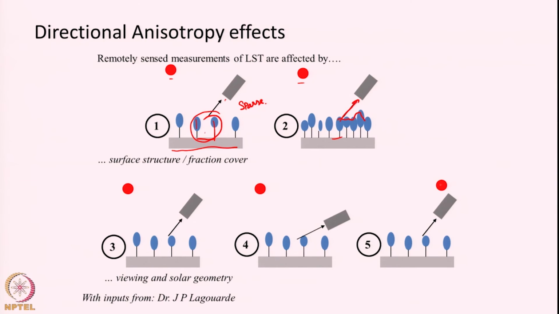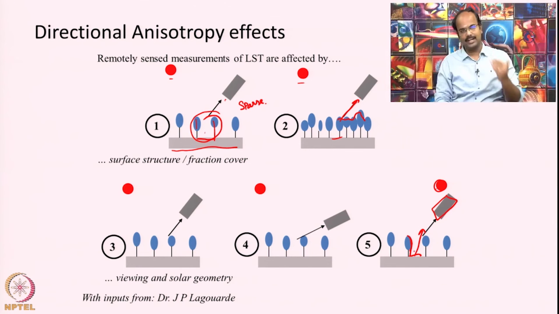Similarly, let us say the sun is here and the sensor is also looking in the same direction. The sensor is going to observe only the sunlit portion of this canopy and soil, which is going to give an increased temperature. So, whether the canopy is dense or not dense, and which side solar heating is happening, all these things will influence the temperature that we are measuring. These things we have to keep in mind when we need accurate temperature measurements for various applications.